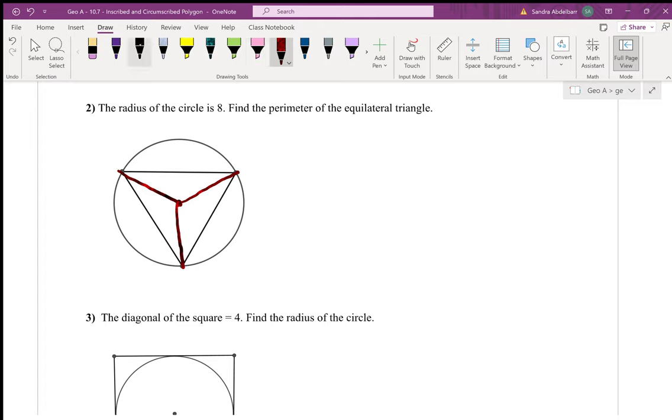Now we know all these radii. It says the radius of the circle is 8, so we know this is 8, this is 8, this is 8. Now, what kind of triangle were we dealing with? It says find the perimeter of the equilateral triangle.